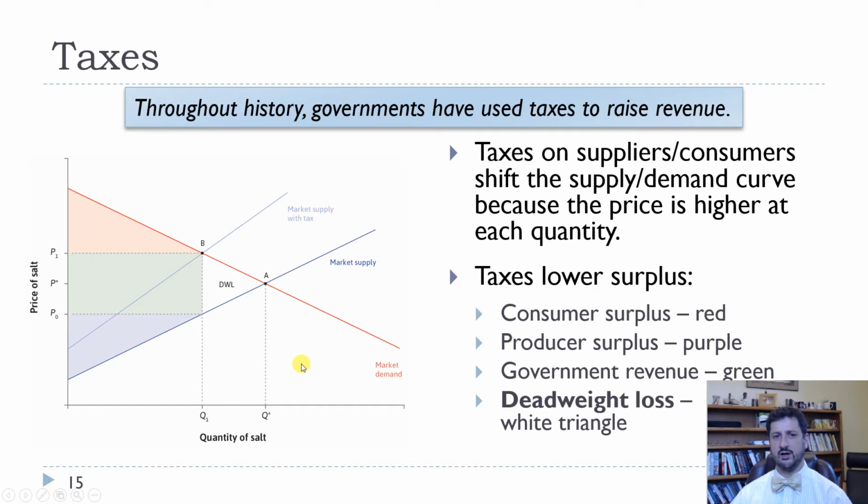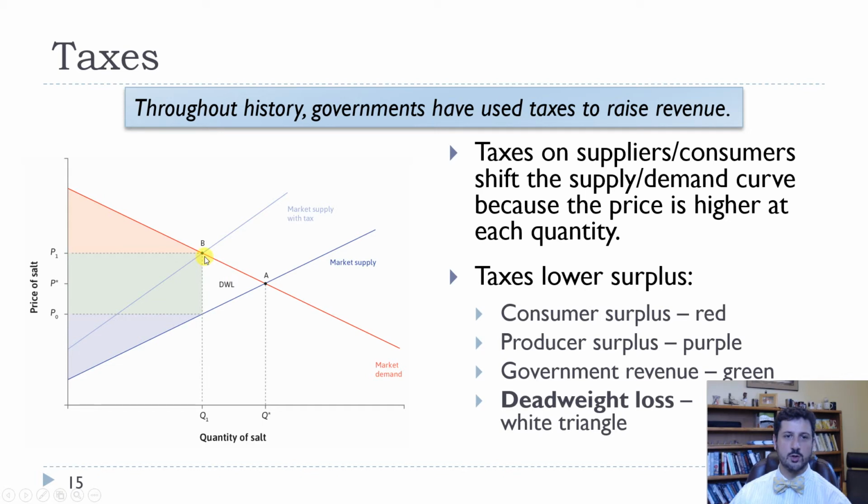It doesn't really matter which way you do it. But in this case, we were at P star at point A and Q star, and then we put a tax on, and the tax is equal to P1 minus P0. But what you can see here is that whether the tax is paid by the consumer or by the firm, who actually pays the tax depends on the elasticity. So we'll talk about that in a minute.